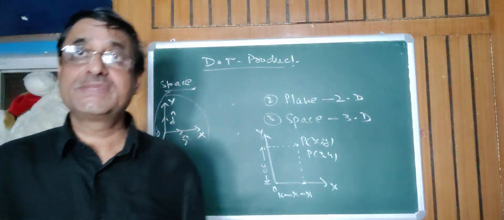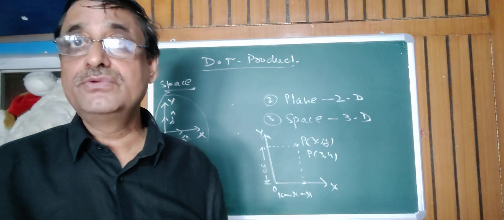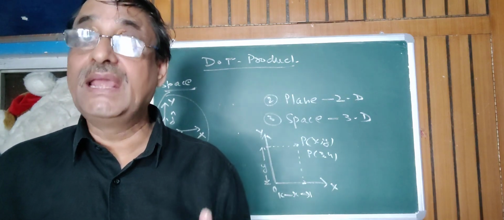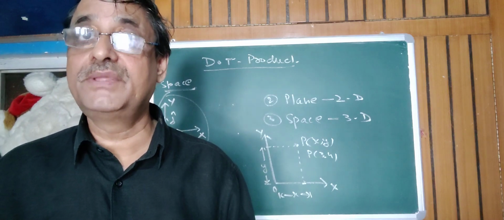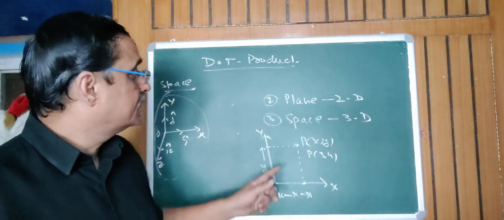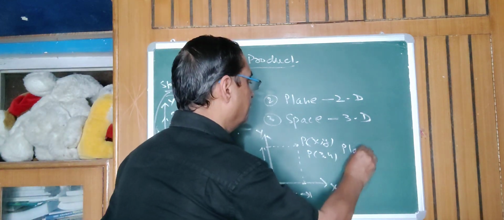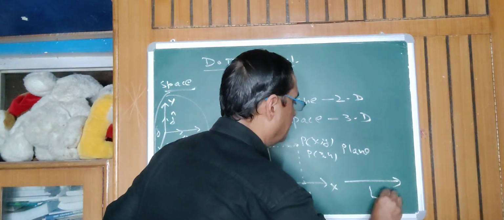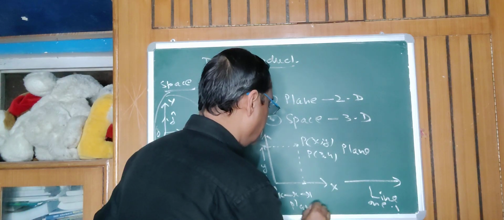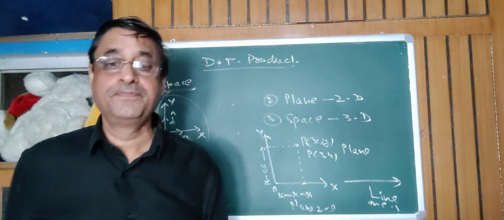So in order to specify the position of a particle, whenever you require two coordinates, then we say this is a plane or two-dimensional, means two coordinates are required to specify the position of a particle. So this is called plane. This was line 1D, plane, this is 2D.